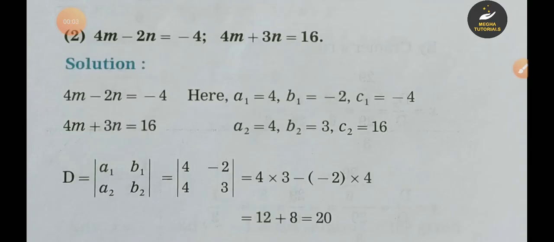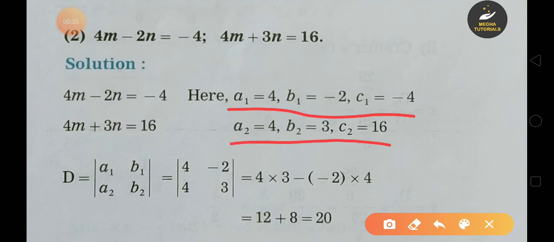Question 2. 4m minus 2n is equal to minus 4 and 4m plus 3n is equal to 16. Both equations are in the standard form ax plus by is equal to c. So let us write the values for a1 b1 c1 and a2 b2 c2. Okay. So we are getting a1 is equal to 4, b1 is minus 2, c1 is minus 4, a2 is 4, b2 is 3, c2 is 16.